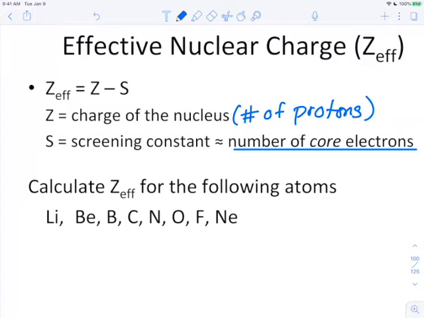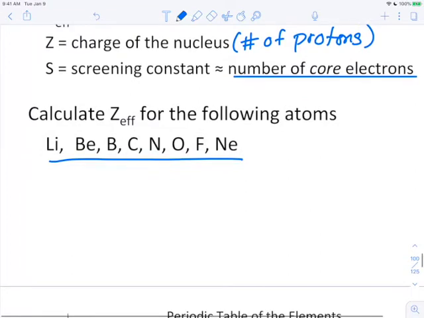Those of you who are like, that's not good enough for me, I want to do the real calculation, that you would learn in your senior level chemistry, you would learn how to find the real screening constant, but it is close to the count of core electrons. All right, so we're going to calculate Z effective for these atoms right here. So I'm going to start off with the lithium.